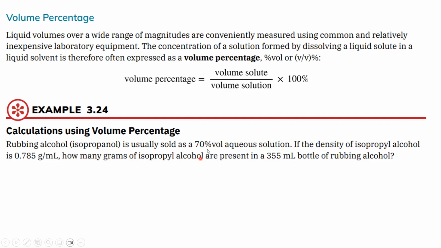And just like the previous one, we're going to be able to use this percentage as a conversion factor, because 70% by volume really means that for every 100 milliliters of solution, we've got 70 milliliters that are going to be the isopropanol in this case. So if we want to get to grams, we have the original volume of the solution. We can use this percentage to figure out the volume of just the alcohol. And then once we have the volume of the alcohol, we can use the density to convert that into the mass. We can get the grams of isopropyl alcohol that way.